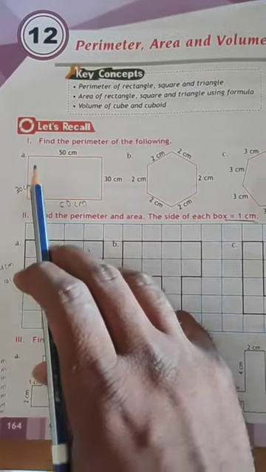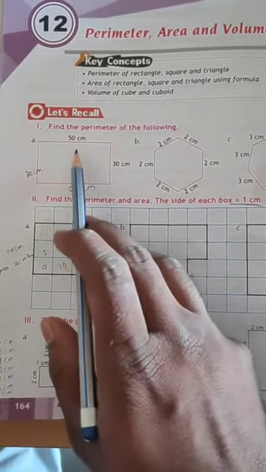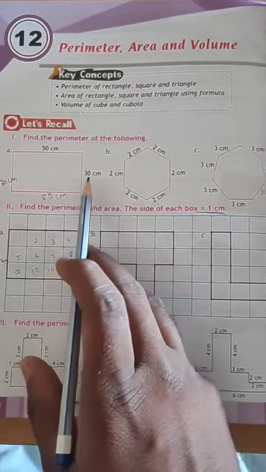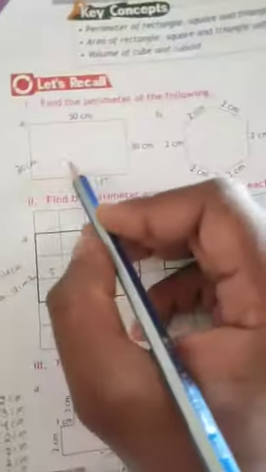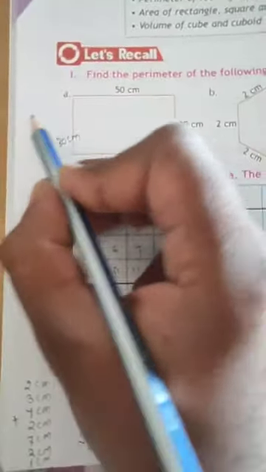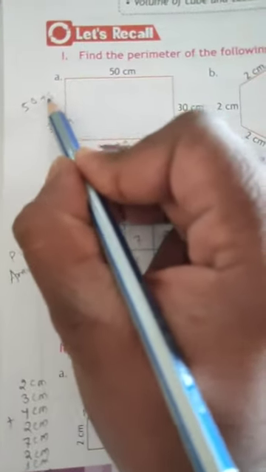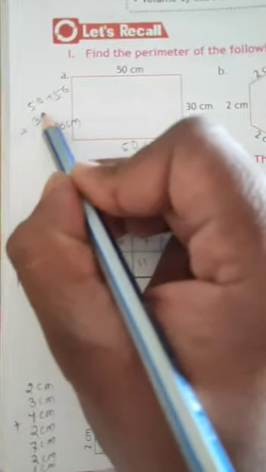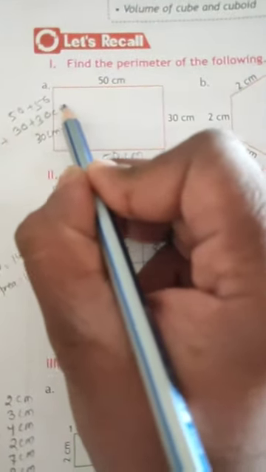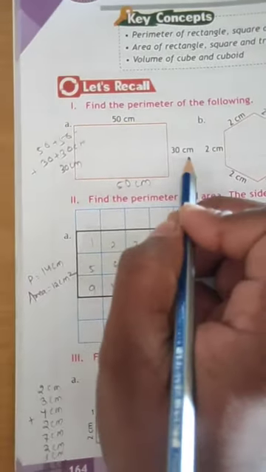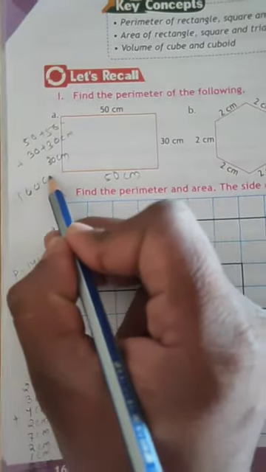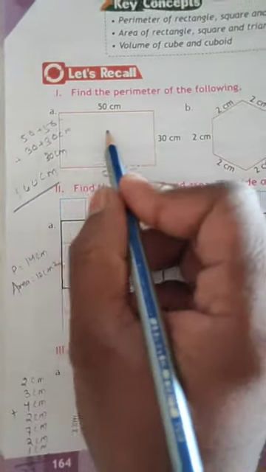What we will do, here one rectangle is there, 50 centimeter length and 30 centimeter breadth. So we will add all the lengths and breadths. Okay, 50 plus 50 plus 30 plus 30, these are all in cm. We can add when we write the answer. Means 50 plus 50 plus 30 plus 30, we get 160 centimeter is the perimeter of this rectangle.